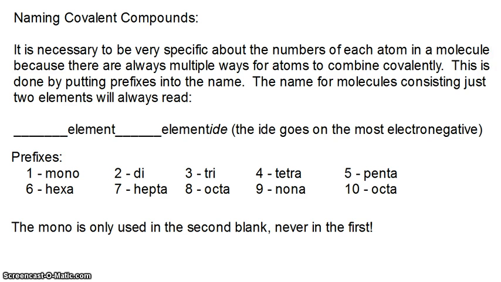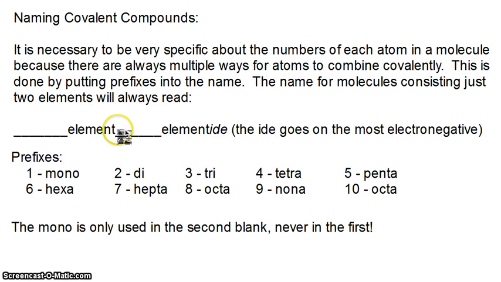When we're naming covalent compounds, we have to be very specific about how we name them. The thing with covalent compounds is you can have multiple ways of combining two elements. You could put one with one, one with two, two with four, and so on. There are many different ways to do this, and so when we're naming them, we have to be very specific. This is different from ionic. When you have two ions, once you know the charges of those ions, there's only one way to put them together that's going to make the charges balance out.